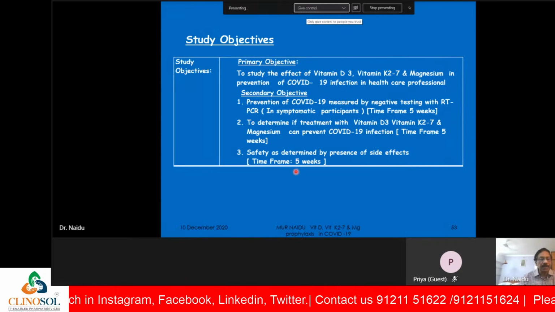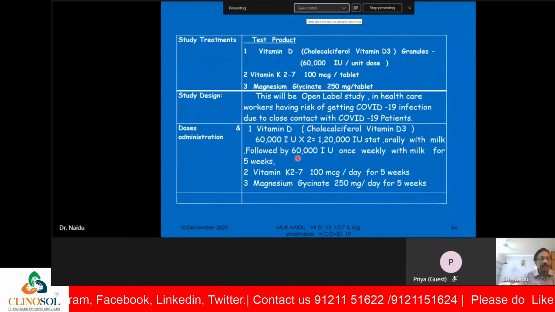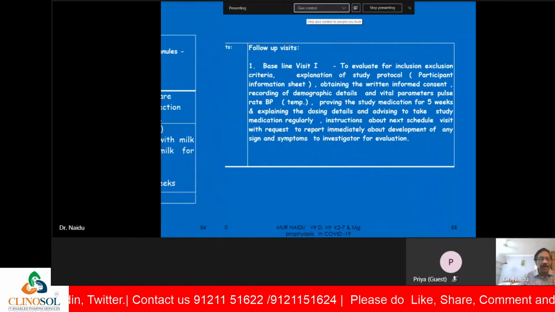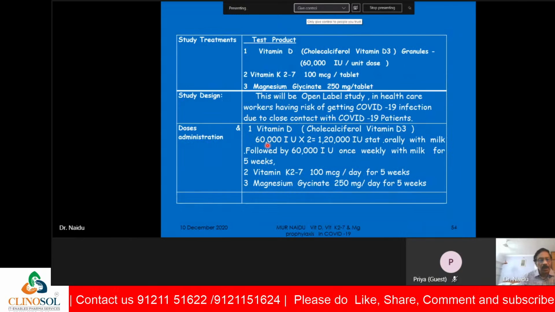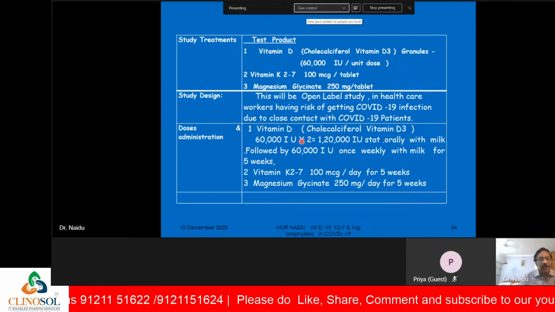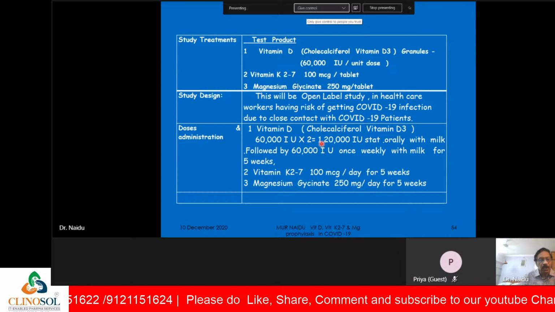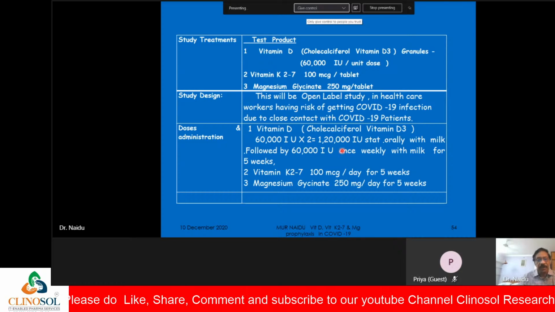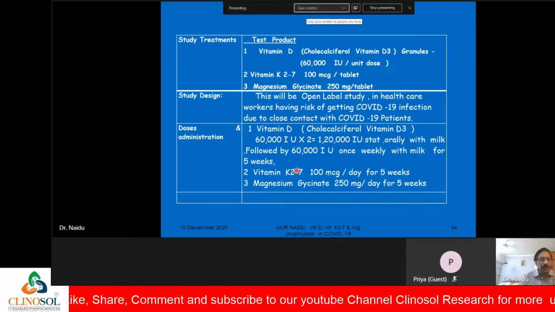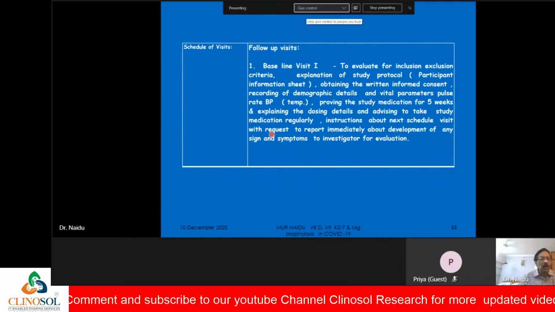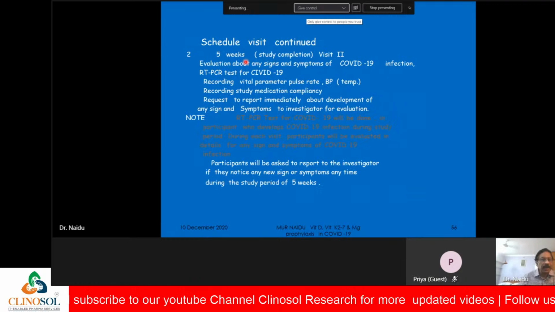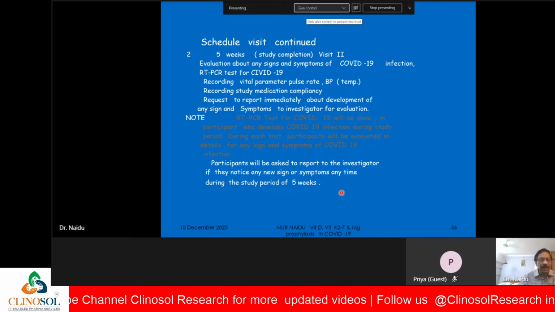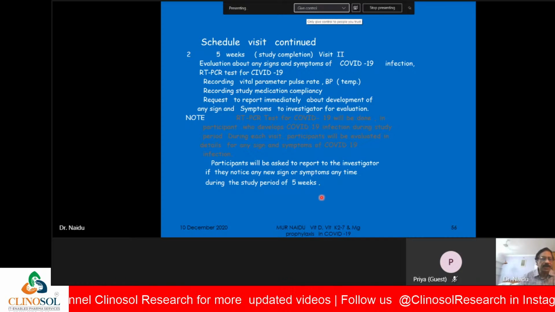These are the primary objective. This was a 5-week study. These are the treatment guideline. Again, I want to tell here, we have suggested 60,000 international units of vitamin D. That means 1.2 lakh on the first day, a single dose, and then 60,000 once a week. So we have described in the synopsis what should be done, how it should be followed, what are the scheduled visits, and what will be done at each scheduled visit. That also has been done in the research planning for the prevention study of vitamin D in COVID.